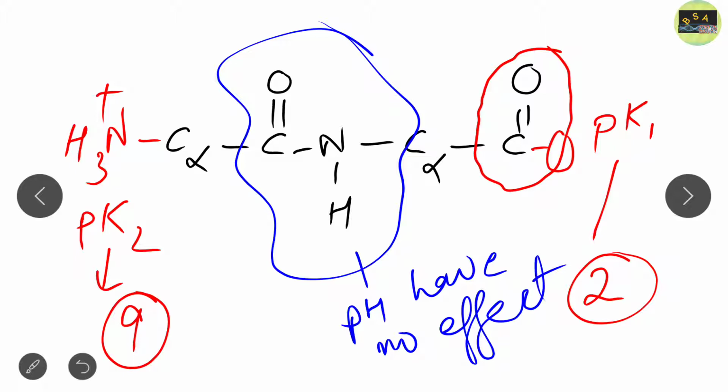Okay. So the effect occurs only in the first amino acid, at the NH3 plus terminal end, and the last amino acid, at the CO minus terminal end, that is present on the extreme right side. Clear? Next.